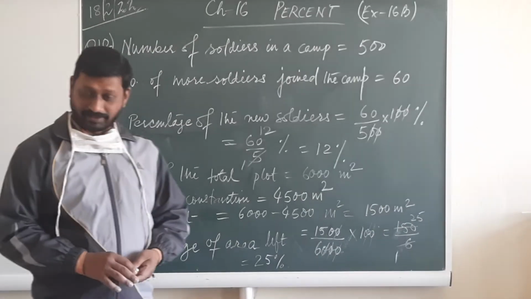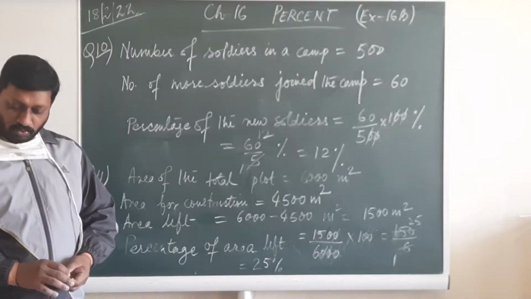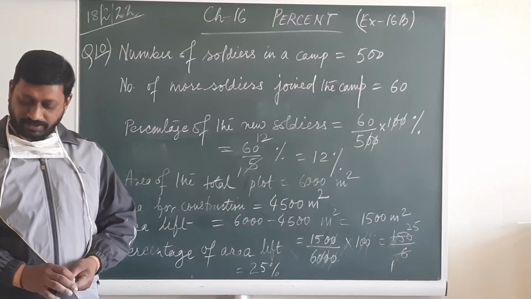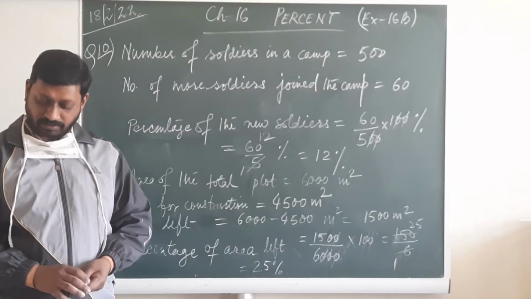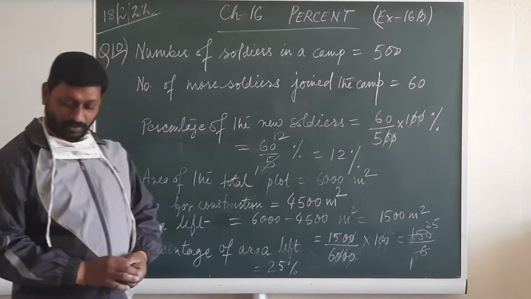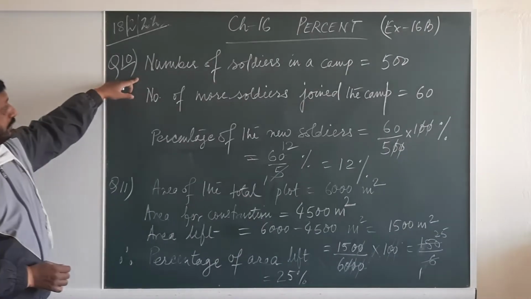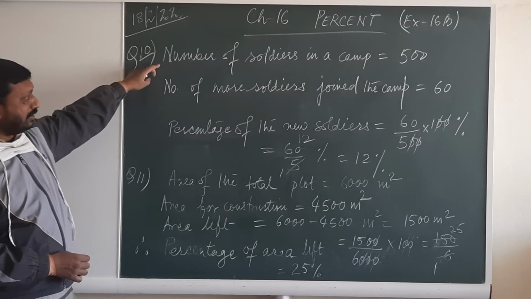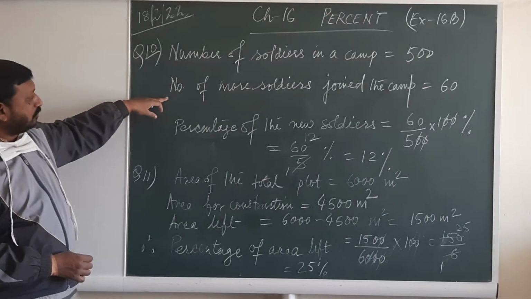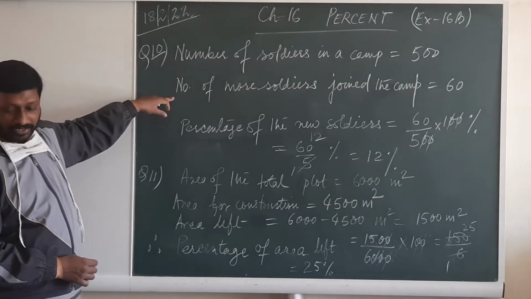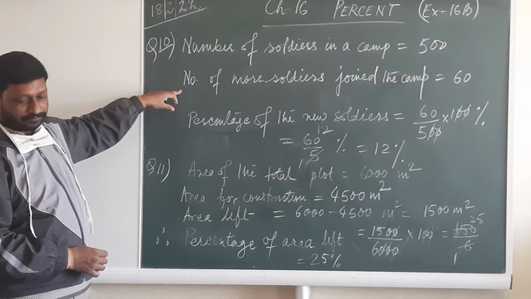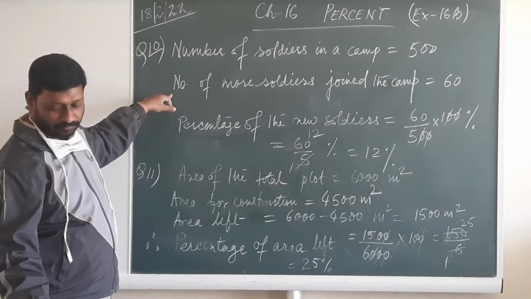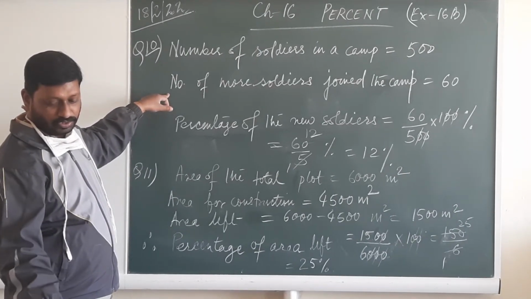Question number 10 says that 60 more soldiers joined a camp of 500 soldiers. What percentage of the earlier soldiers do they make? So you can see, according to the question, we have number of soldiers in a camp is equal to 500. This is given in the question. And number of more soldiers who joined the camp is equal to 60. And we have to find the percentage of the earlier soldiers. Means what percent of the earlier soldiers do they make?